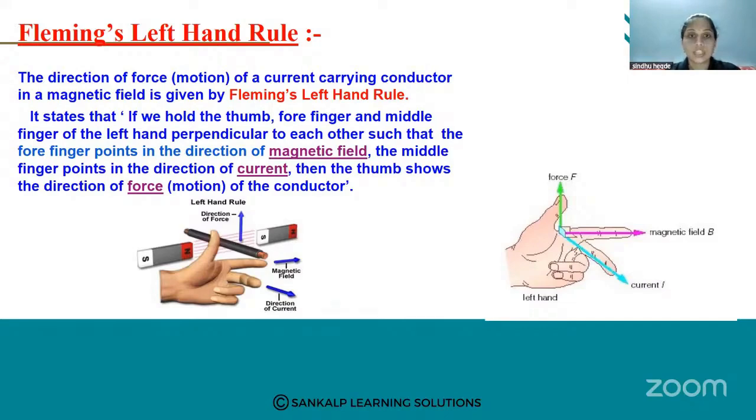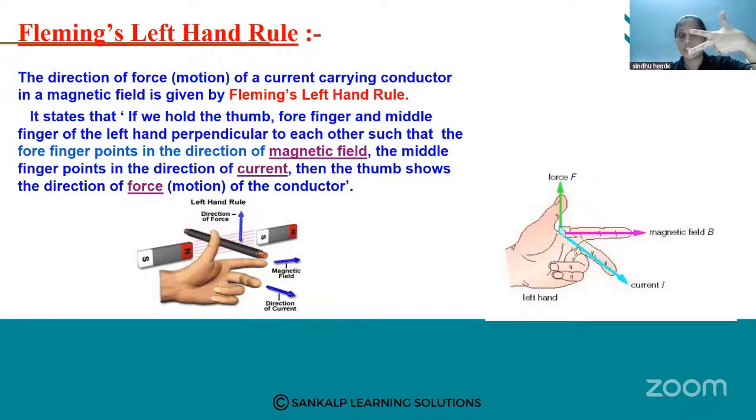So what does the statement tell? See here, we consider our left hand. Stretch it as much as possible. This is the thumb, this is our forefinger, and this shows the middle finger. See, all these three fingers are perpendicular to each other. So this tells Fleming's left hand rule.